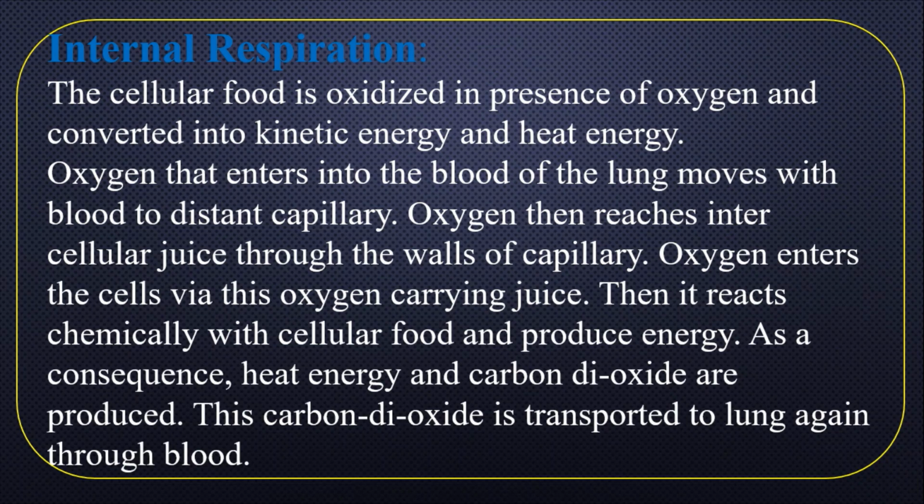Oxygen that enters into the blood of the lung moves with the blood to the distant capillary. Oxygen then reaches the intercellular juice through the walls of the capillary. Oxygen enters the cells via this oxygen-carrying juice. Then it reacts chemically with cellular food and produces energy. As a consequence, heat energy and carbon dioxide are produced. This carbon dioxide is transported to the lung again through blood.